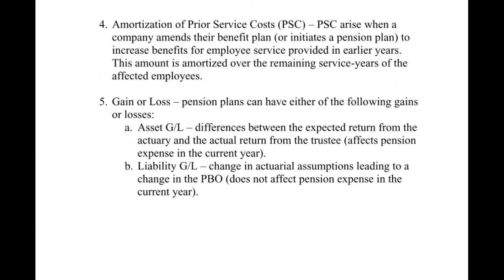All right, our other two. Those first three you will see in every single problem. There's going to be service cost, there's going to be interest, and there's going to be some sort of return every single year. Now, amortization of prior service cost. On the previous page, we saw service cost. Now we have prior service cost. So what is this? Prior service cost arises when a company amends their plan or starts a new plan to increase benefits for employee service provided in earlier years. It says this amount is amortized over the remaining service years of the affected employees.